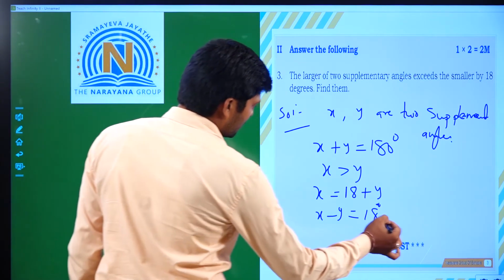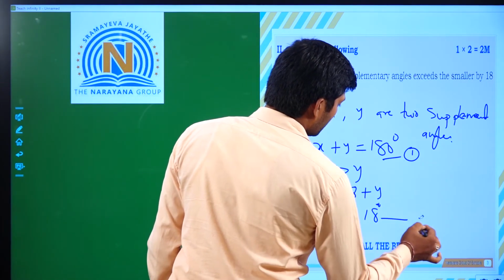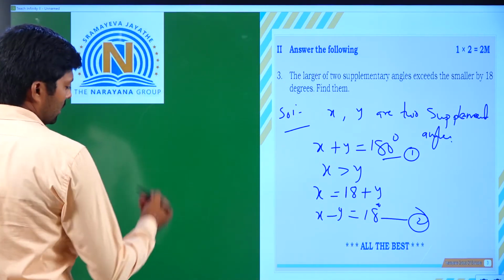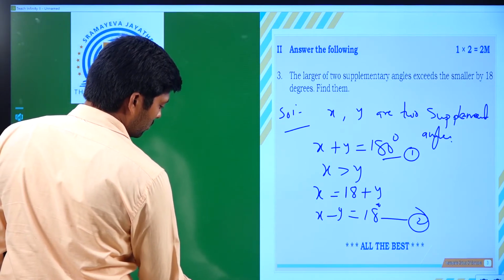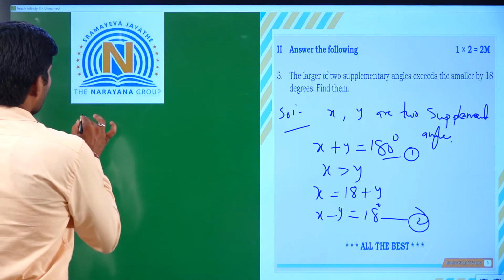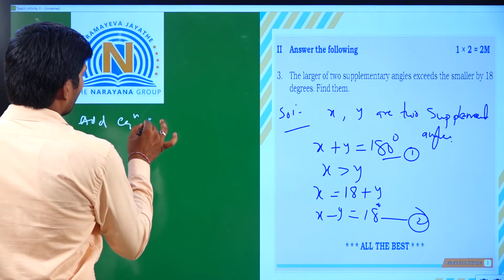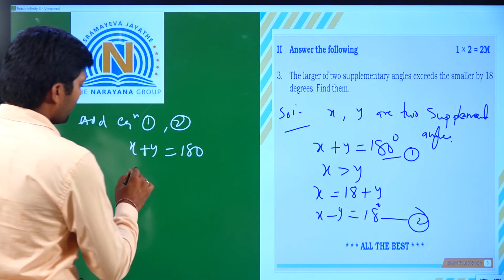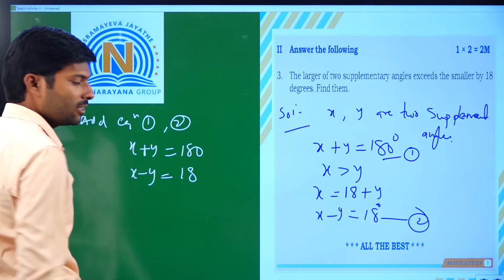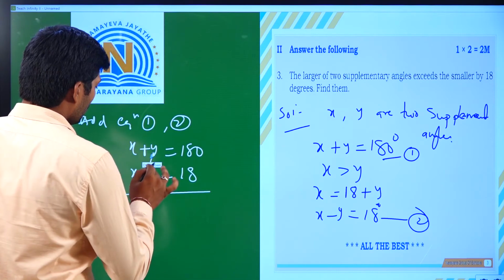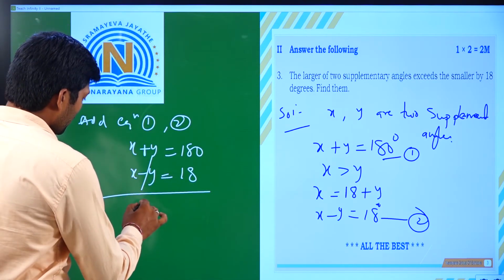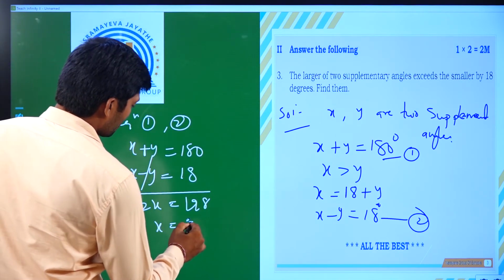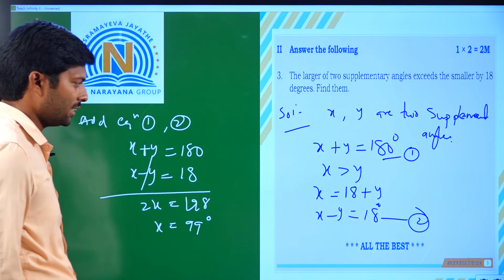Let me take this as equation number 1 and this as equation number 2. So solve from equation 1 and 2. Add equations 1 and 2, that is x plus y is equal to 180 and x minus y is equal to 18. From these two, y will get cancelled. So here it is 2x is equal to 198. So x is equal to 99 degrees.